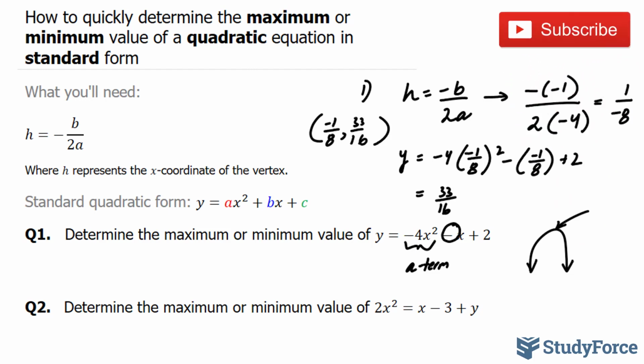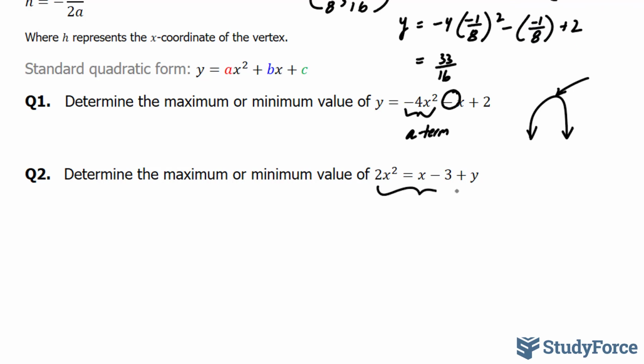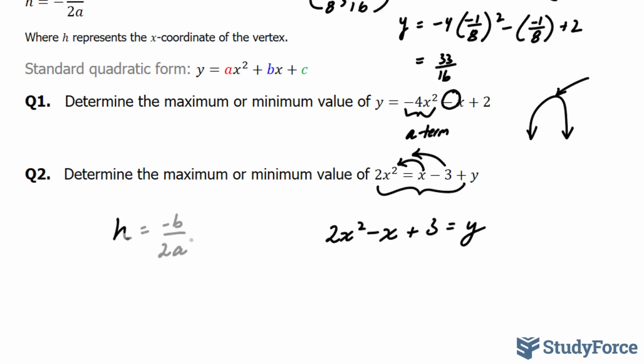In question 2, we're asked the same thing but for a different equation. But unfortunately, unlike question 1, this equation is not in standard form. It needs to be in standard form so you can identify your a and your b term. Let's put it in standard form. Let's isolate for y by bringing this x over and bringing this negative 3 over. If we do that successfully, you should end up with an equation that looks like this. Now we can use our formula.